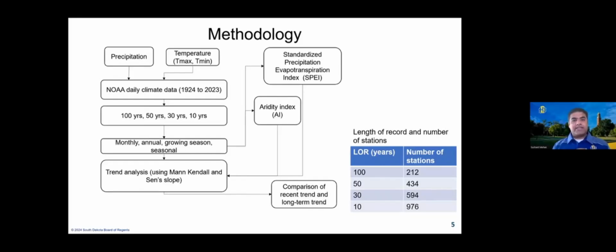Finally, we compare these recent trends to the long-term trends, which gives us insight into whether the region is becoming more or less arid over a period of time. Whereas on the right, you will see a table showing the length of the record of the stations we analyzed. We have around 212 stations with over 100 years of data, and nearly 1,000 stations, which provide robust data for 10 years and are ideal for trend analysis of this kind.